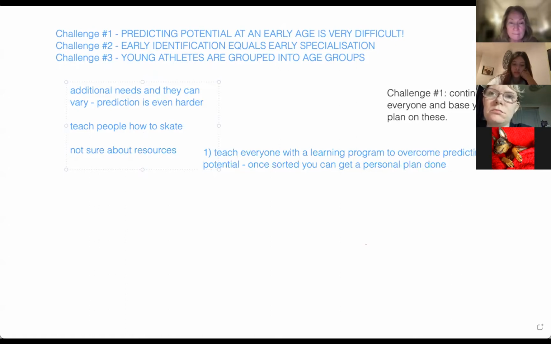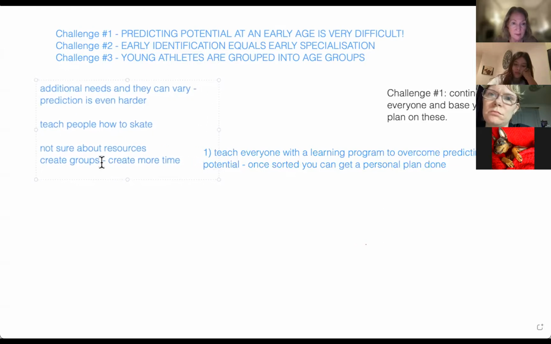You could create groups maybe to create more resources in a sense, like create more time. That's a good one. Create more time because you've got more training. That's good. Anything else that you could do?